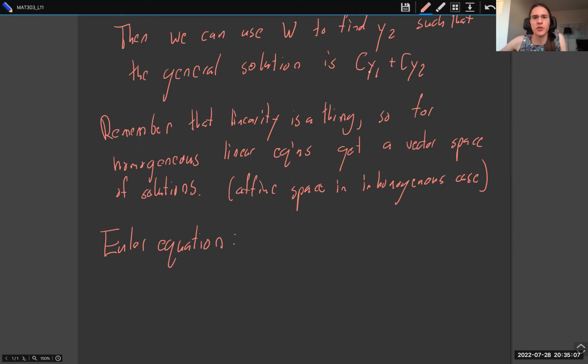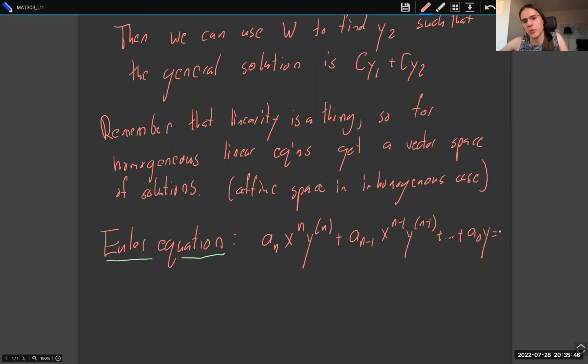That's the other case in which we're able to do this, and we can do this to arbitrary degree. So the arbitrary degree version of the Euler equation is if you have a_n x^n y^(n), plus a_(n-1) x^(n-1) y^(n-1), plus dot dot dots plus a_0 y is equal to 0.